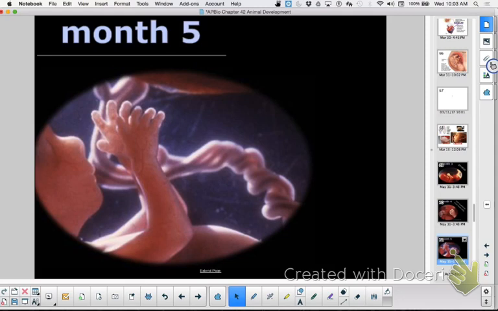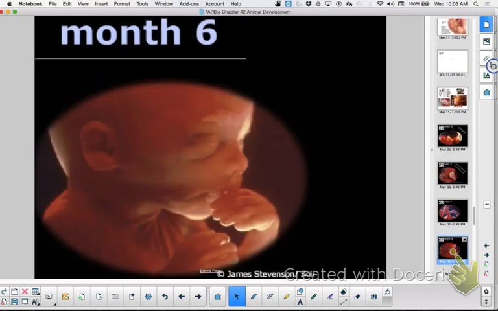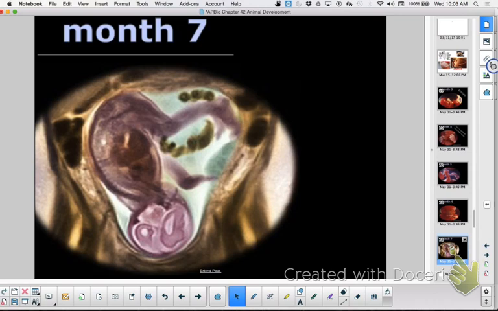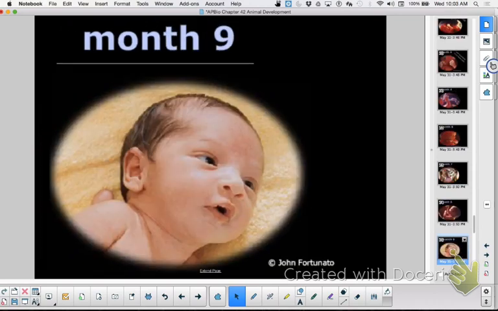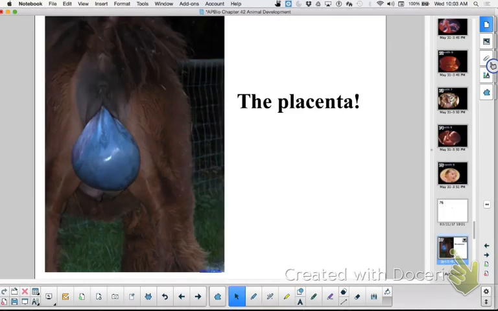Okay, here's month 5. You can see the umbilical cord. Month 6. Month 7, they're usually starting to turn around now. Month 8. Month 9, obviously this one's outside. Here's a placenta. This is not a human placenta. This is like a goat or something. It's not blue, but you can see the membrane. It's because the animal's dark underneath it, so it looks blue.